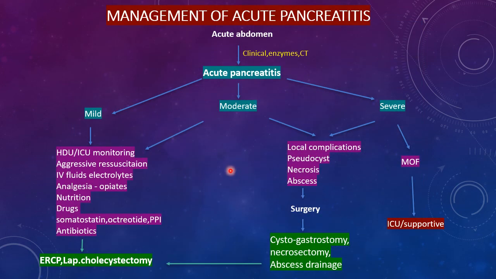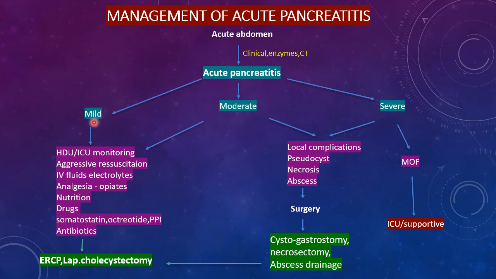And in the last slide here, I would like to show you the flowchart of the management of acute pancreatitis. A patient comes with acute abdomen. Clinical assessment is very important: history and physical findings, followed by serum amylase and lipase estimations and CT scan. With these three modalities, you should be able to diagnose acute pancreatitis. Once acute pancreatitis is diagnosed, you classify it as mild, moderate or severe.